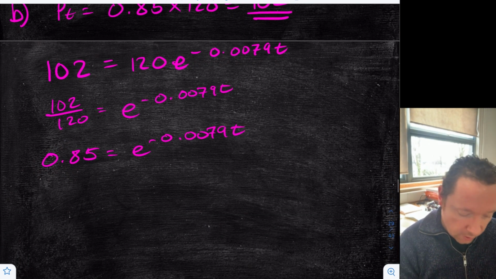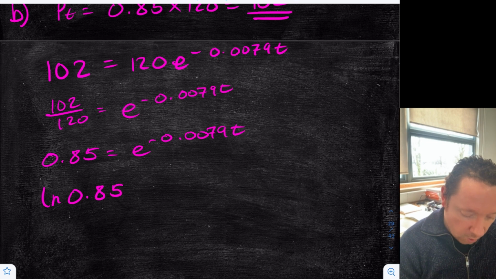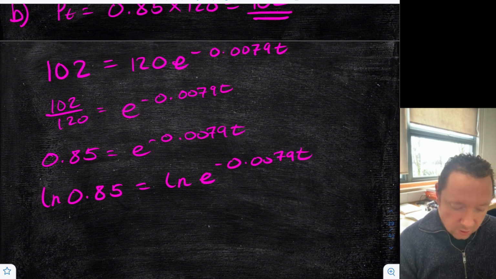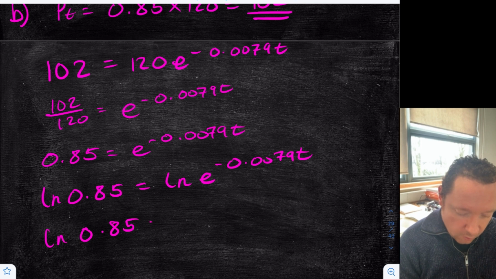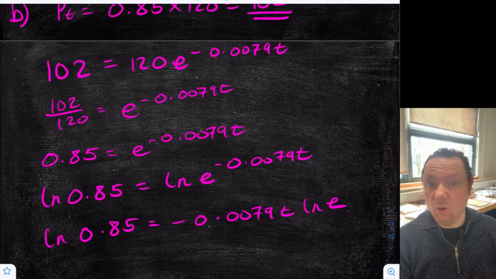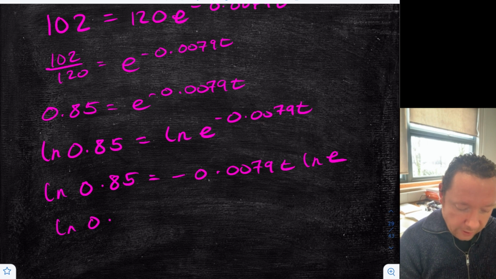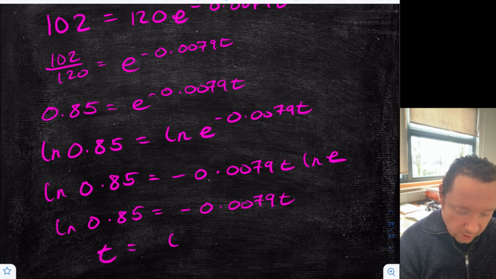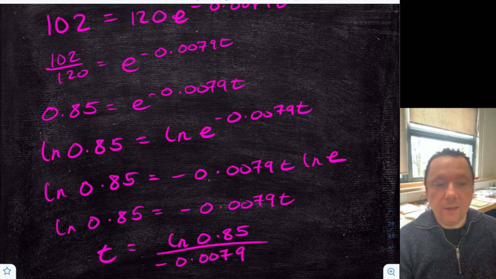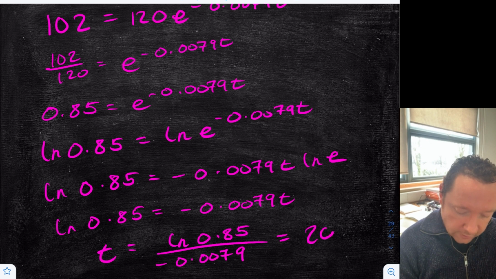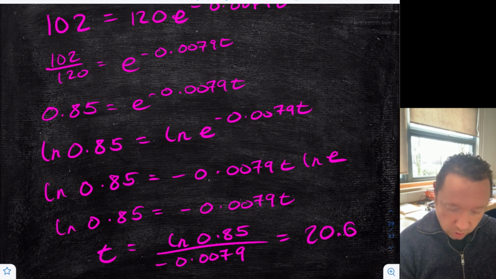So then we can log both sides using the natural log. The natural log of 0.85, or log e of 0.85, equals the natural log of e to the minus 0.0079 t. Pretty standard stuff. That means that log 0.85 equals, take the power down, minus 0.0079 t times the log of e. The natural log of e is 1, so that means that log 0.85 is just equal to minus 0.0079 t, and therefore t is the natural log of 0.85 divided by minus 0.0079. And we can just get our calculator out and place log 0.85 over 0.0079, with a minus in front of course, and you'll get 20.6. And the units were years.